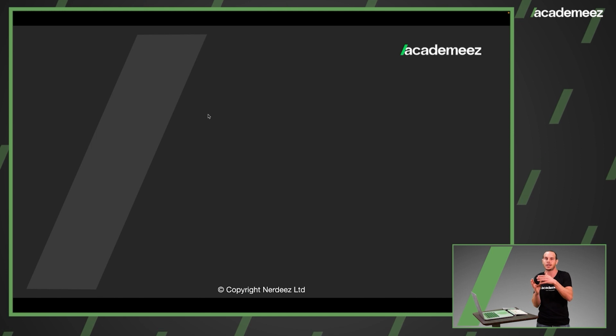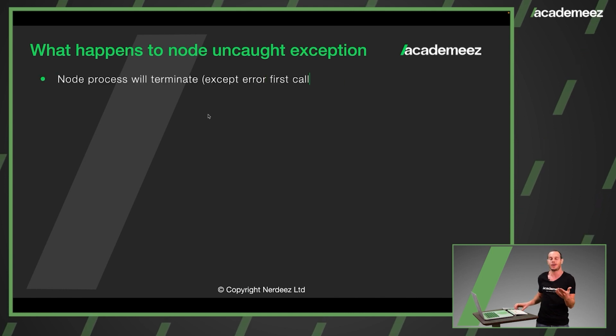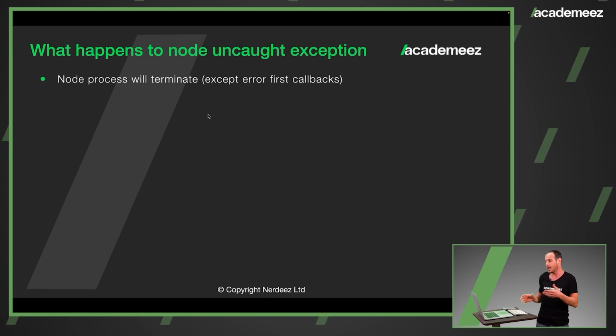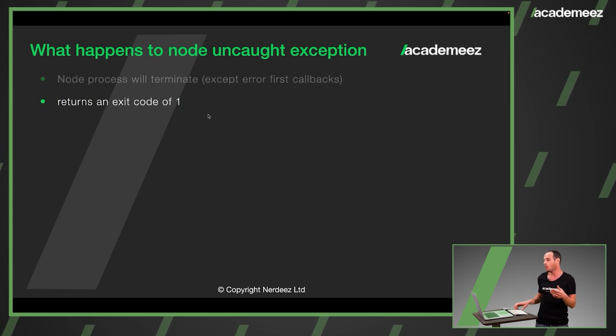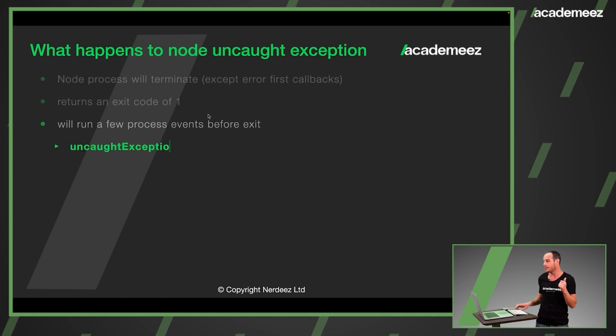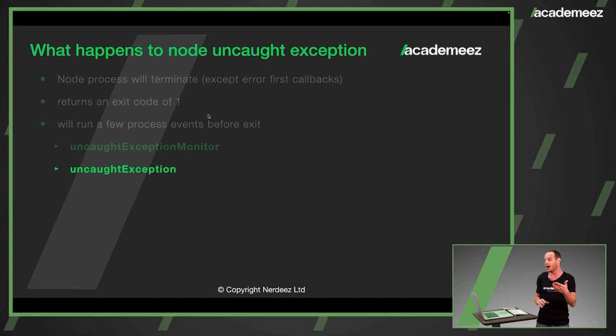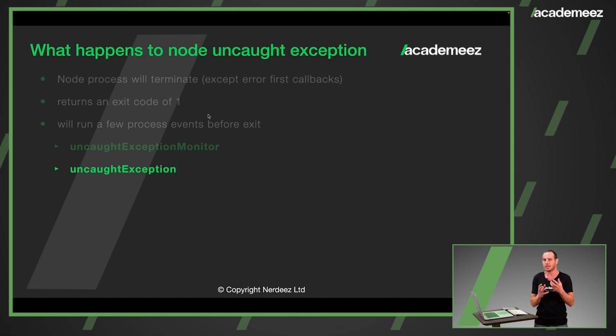So if Express is not helping you with the errors, those errors go to the Node process. Now what happens to the Node process when you have an uncaught exception? The Node process will terminate with an exit code of 1, except for error-first callbacks. It returns an exit code of 1 and will run a few process events before exiting. And if you implement uncaughtException, then the Node process will not necessarily exit. So you can prevent the Node process from crashing, but usually it's not done.